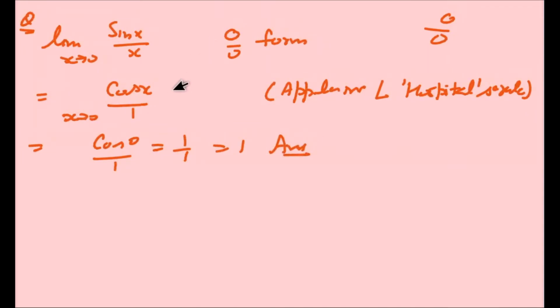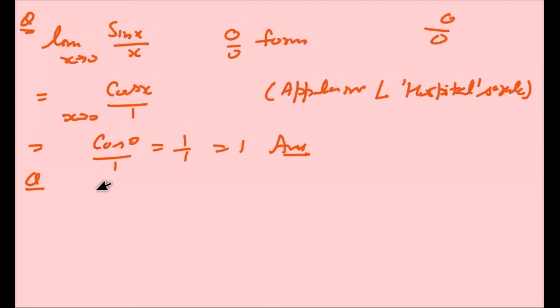If it is again the 0 upon 0 form, then we use this rule again. We differentiate again: differentiate the numerator and differentiate the denominator. Then apply the limit values here. So students, you can do this type of question.